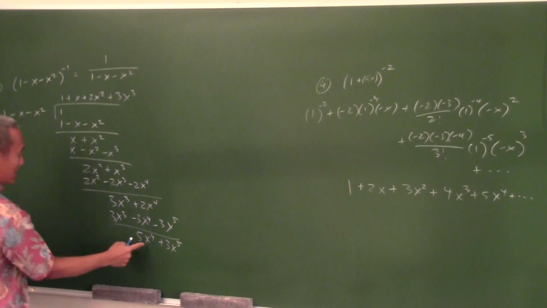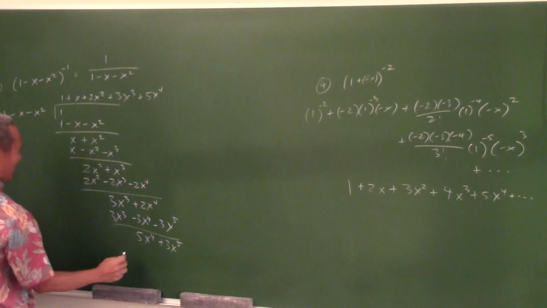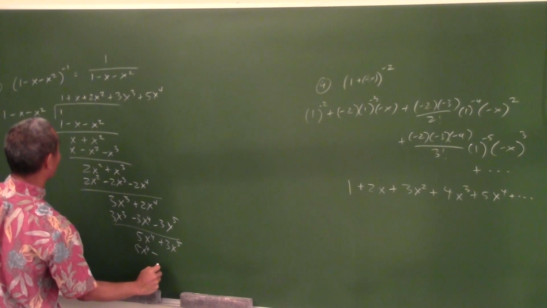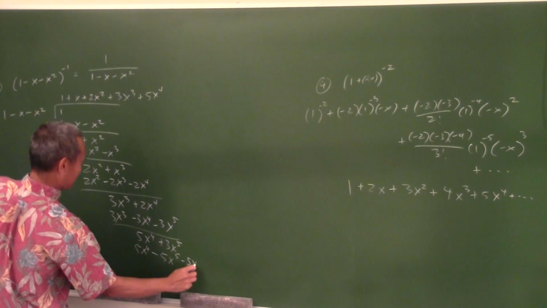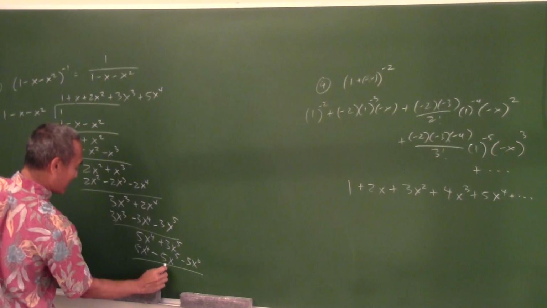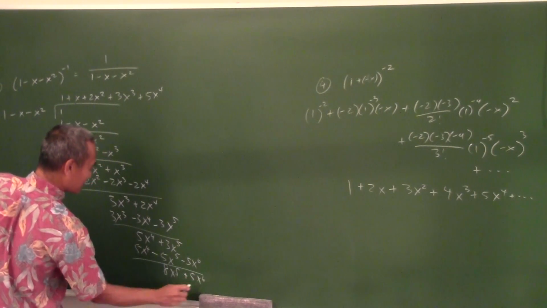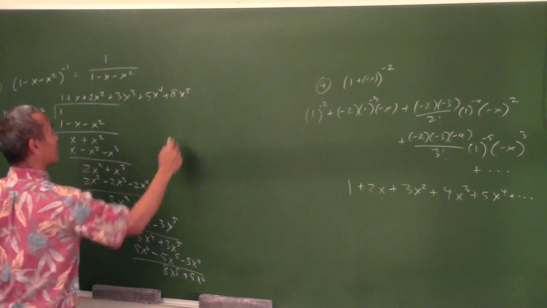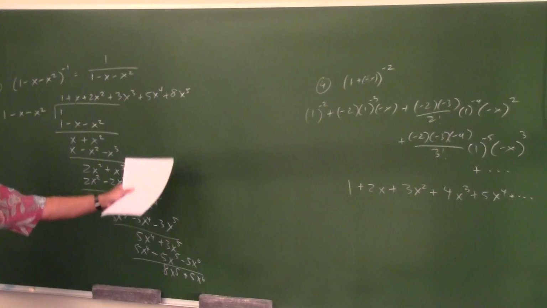1 goes into that how many times? 5x to the 4th. And so what do we got? 5x to the 4th minus, this is really good for practicing your long division, 5x to the 5th minus 5x to the 6th. Subtract, and then you get 8x to the 5th plus 5x to the 6th. 1 goes into that how many times? 8x to the 5th. Holy Fibonacci. 1, 1, 2, 3, 5, 8.